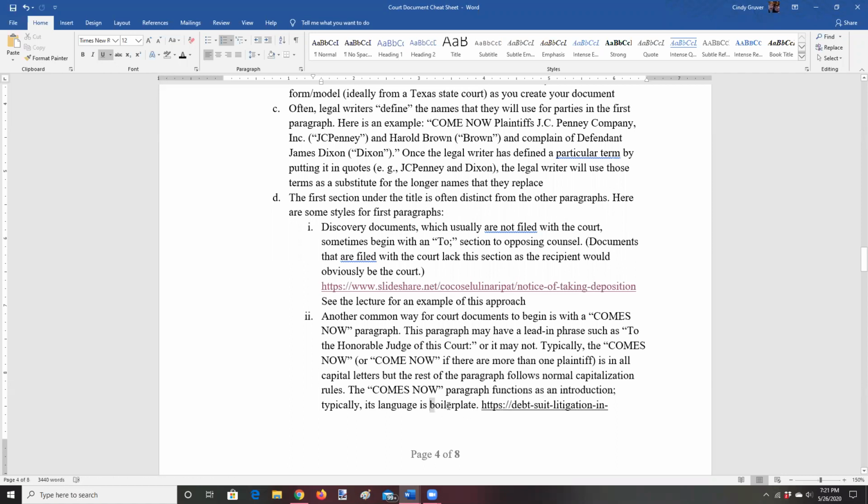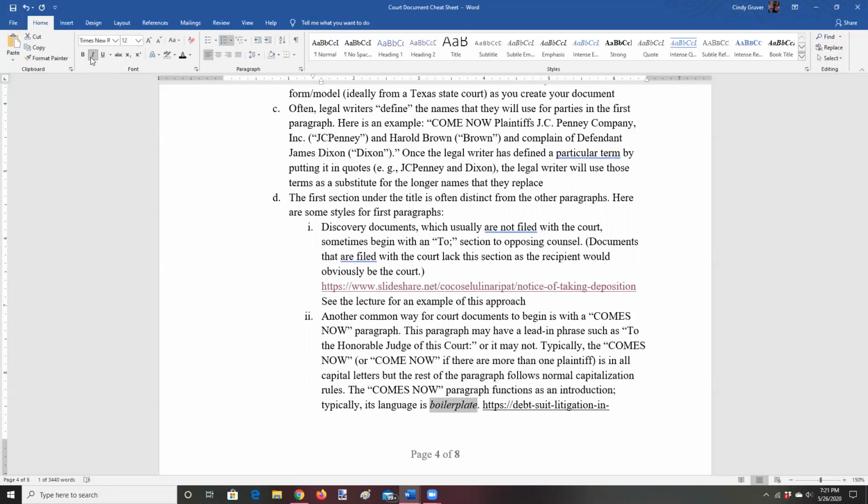Now, let me introduce you to the term boilerplate. If you haven't seen that term before, there's a lot of history with it. It has to do with how newspapers were once made. But putting that aside, there are certain clauses and phrases, especially in contracts, that are set and kind of in stone.